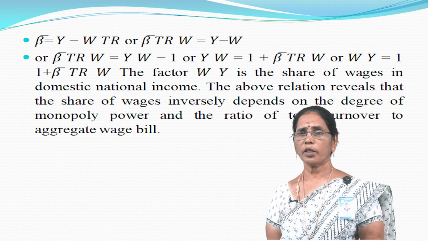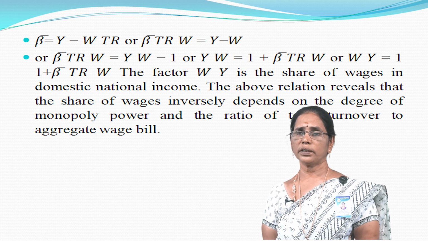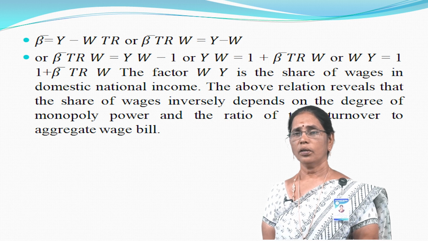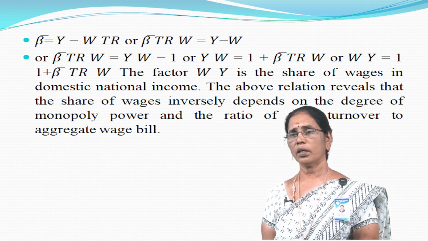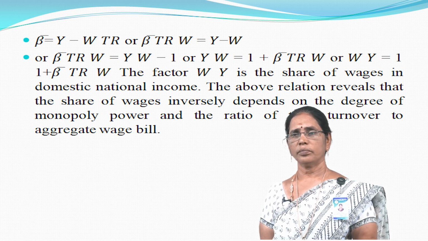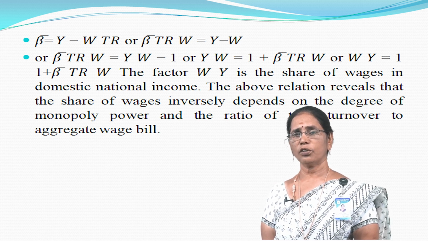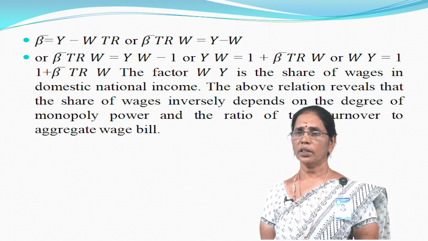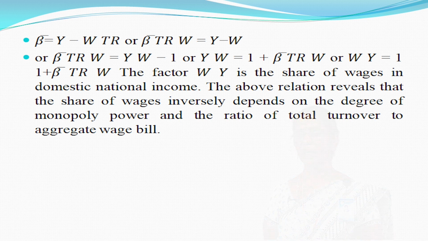Then beta is equal to (Y minus W) over total revenue, or beta TR over W is equal to (Y minus W) over W, or Y over W is equal to 1 plus beta TR over W, or W over Y is equal to 1 over (1 plus beta TR over W). The factor W over Y is the share of wage in domestic national income. The above relation reveals that the share of wages depends inversely on the degree of monopoly power and the ratio of total turnover to the aggregate wage bill.